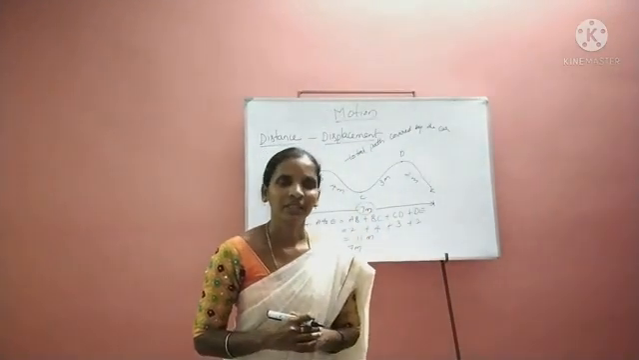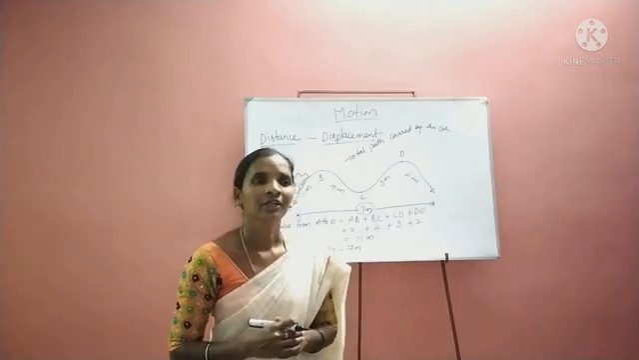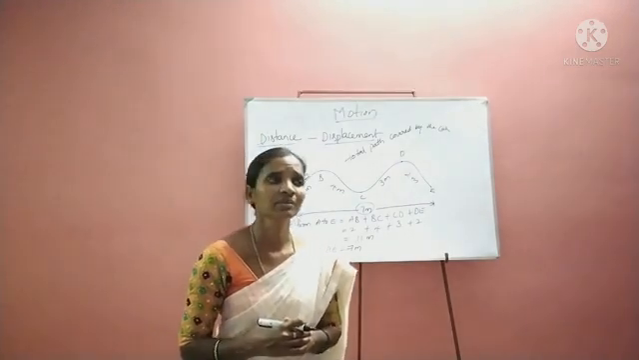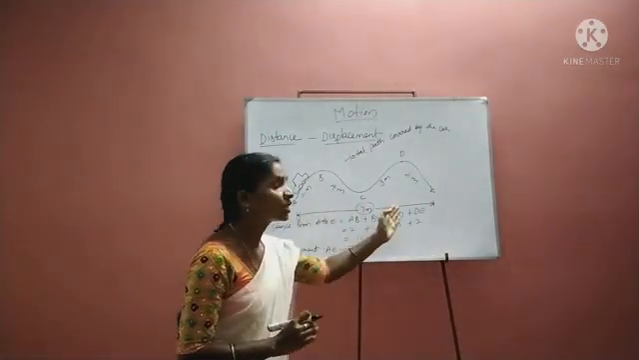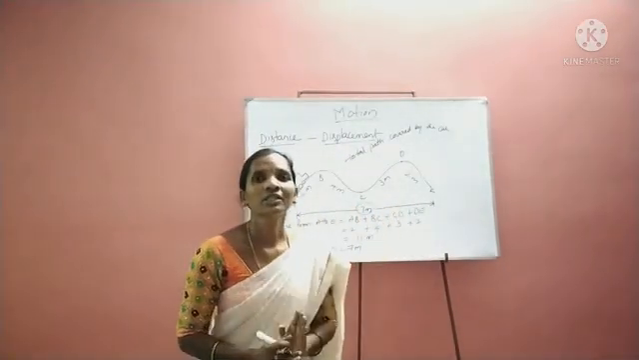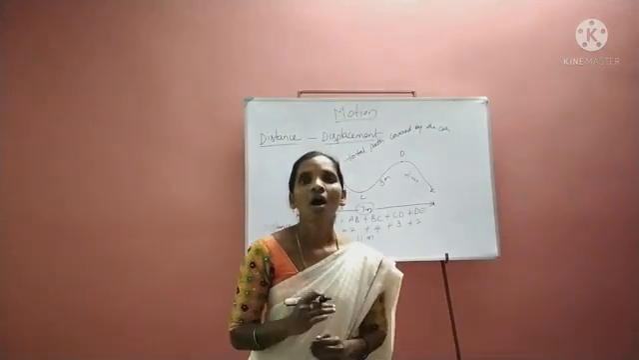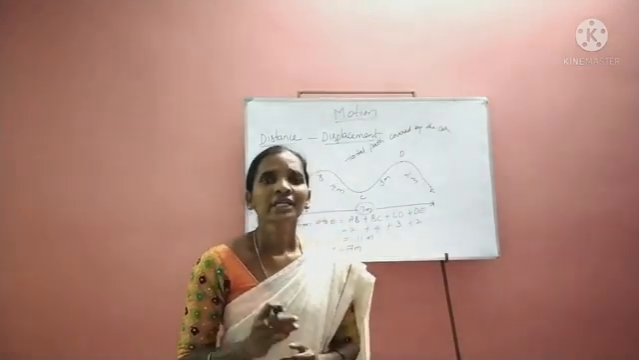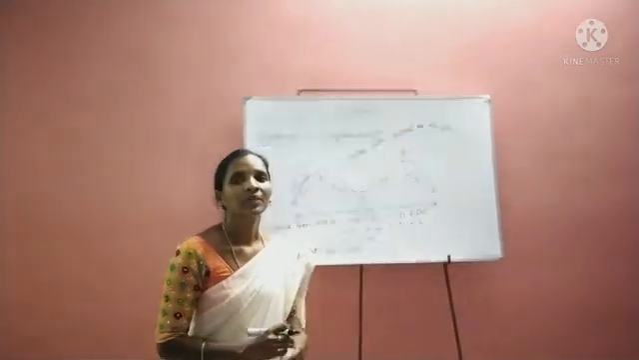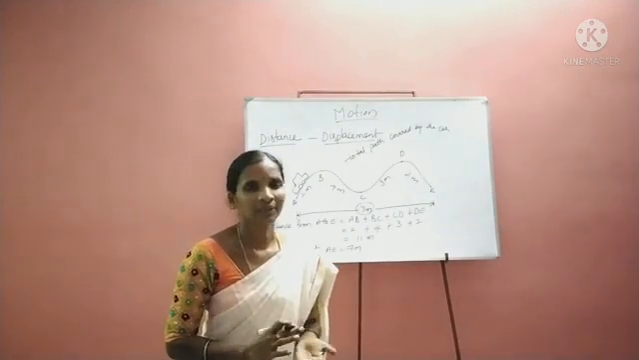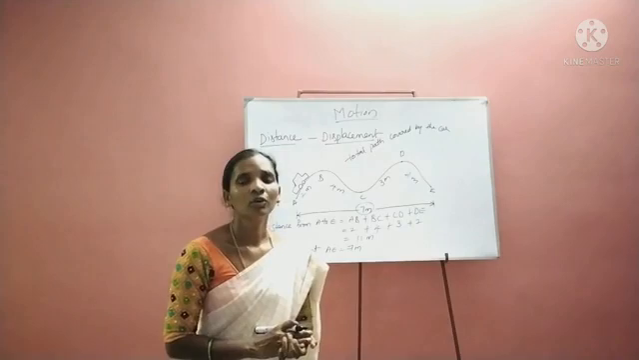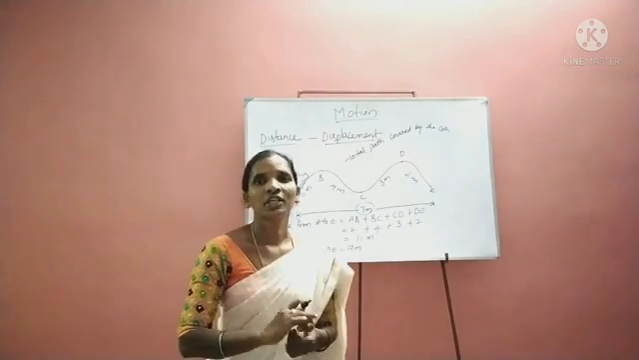So now define the displacement. Displacement is the shortest distance covered by the object in a specified direction. Distance has no direction. Displacement has direction.